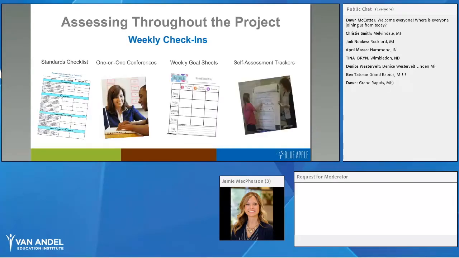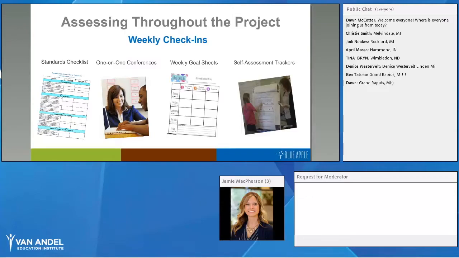Let's now talk weekly. So over the course of a week, we hope our students are trekking along in the PBL process pretty well. So here are several ways that we can kind of connect with our students and get a good feel for where they're at and assess them and maybe meet their needs and address those challenges.